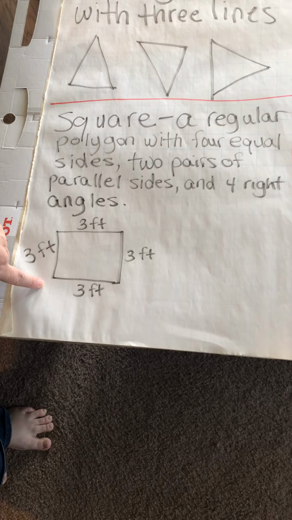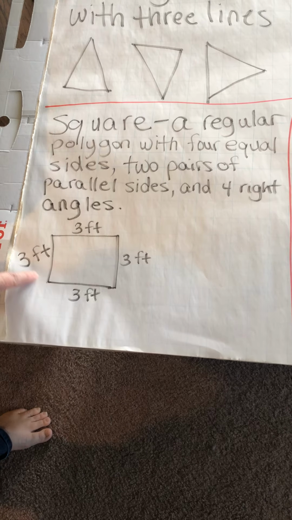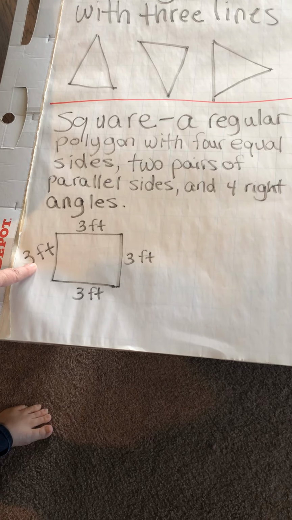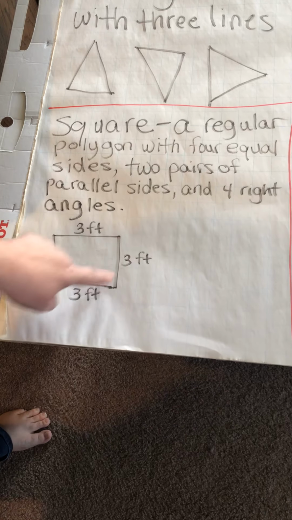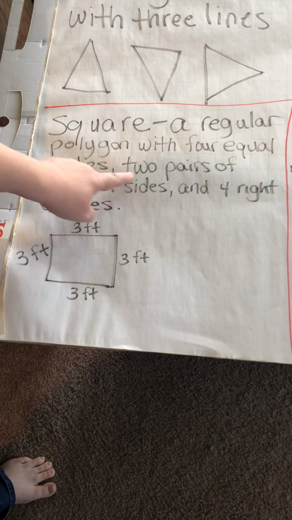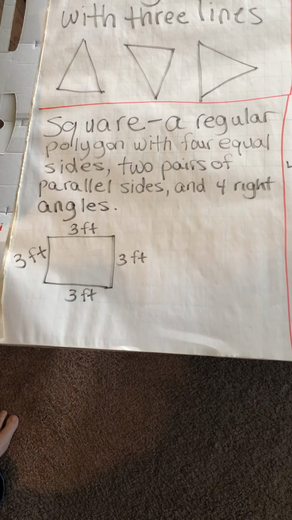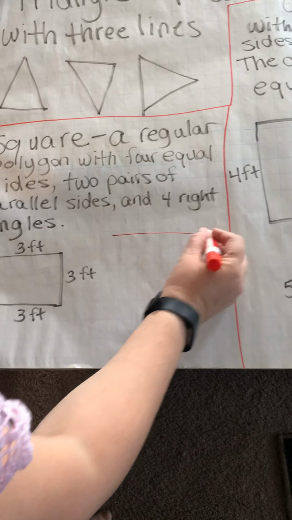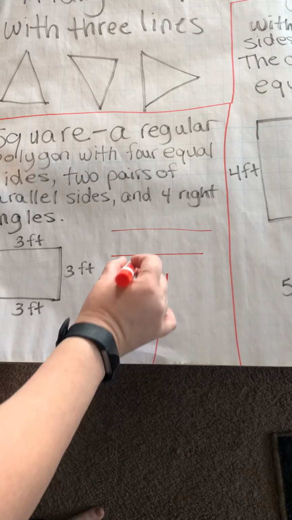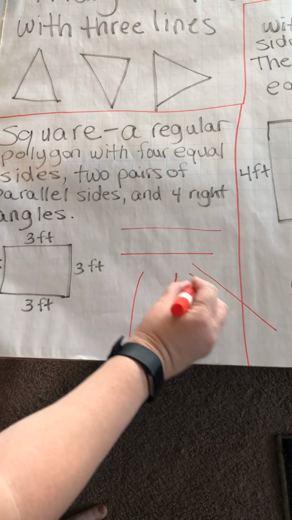So here's an example of a perfect square. It says that it has 4 equal sides. So if this square has 3 feet on this side, then every other side has to be the same, okay? Now, what does it mean if it says there's 2 pairs of parallel sides? If you remember what a parallel line is, parallel lines can never touch, okay? They can run that way, they can run down, but they will never touch, okay? They can even run at an angle.